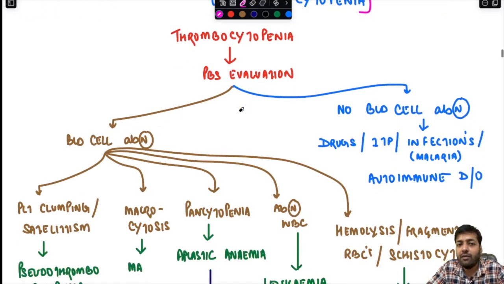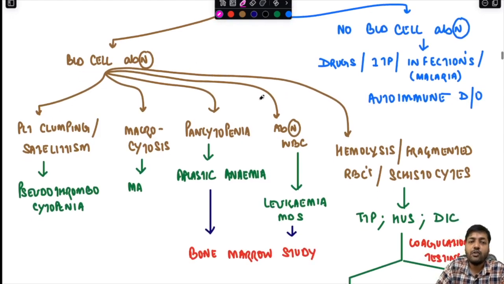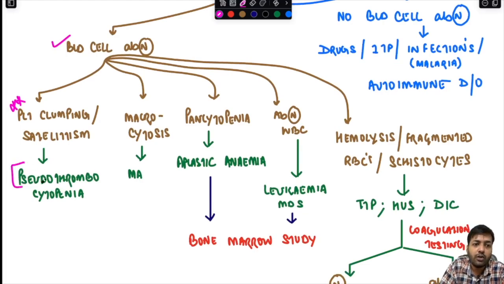You go for the peripheral blood smear evaluation. In the PBS evaluation you have to see whether any blood cell abnormality is present or not. The first important thing: if you see platelet clumping or platelet satellitism, that is, platelets surrounding the WBCs, it is suggestive of pseudothrombocytopenia or artifactual thrombocytopenia, occurring secondary to EDTA-induced platelet clumping or satellitism. It is actually the most common cause of thrombocytopenia.